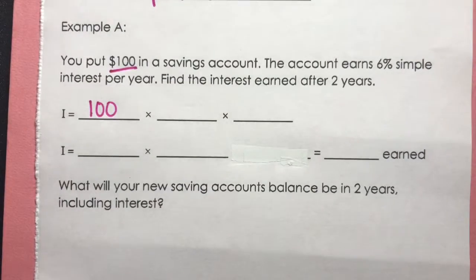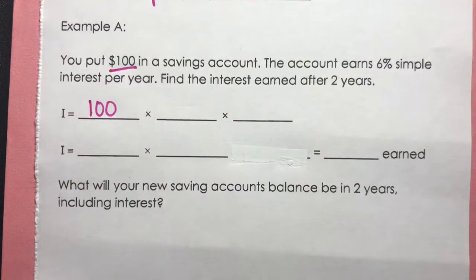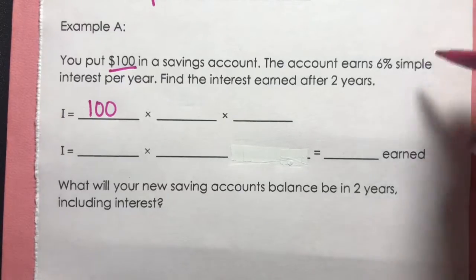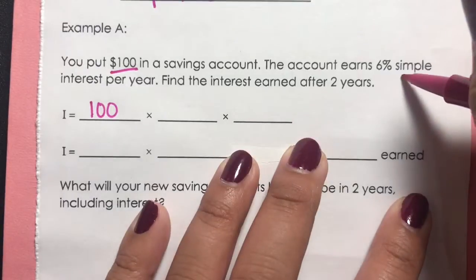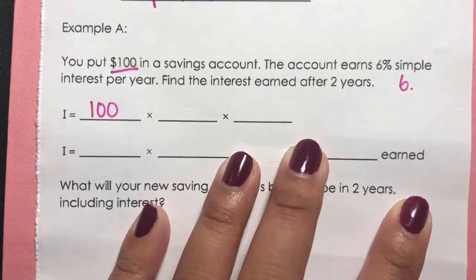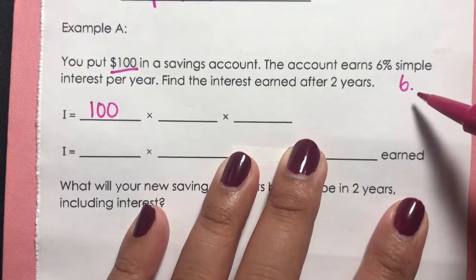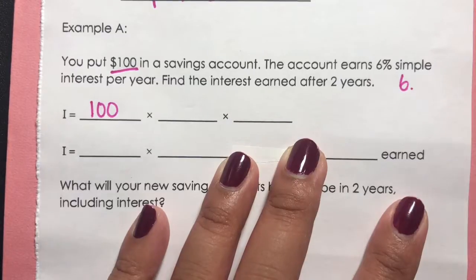Okay, now we need to multiply that by the annual interest in decimal form. So the account earns 6% simple interest per year. So we found our interest, it's 6%, but we're not going to just multiply 100 times 6. It needs to be in decimal form. So again, if you remember, when we turn our percents into decimal form, we need to move the decimal 2 place values to the left.